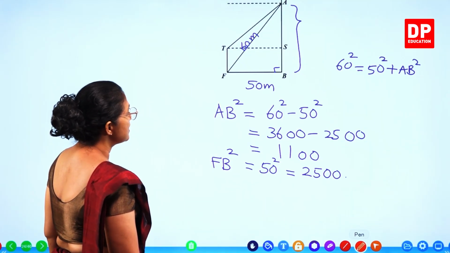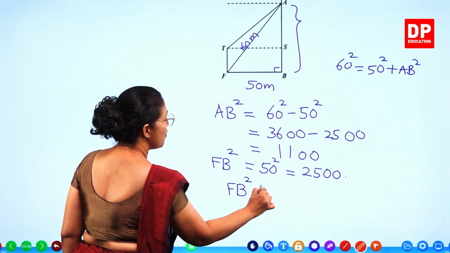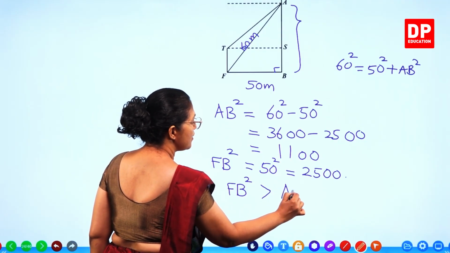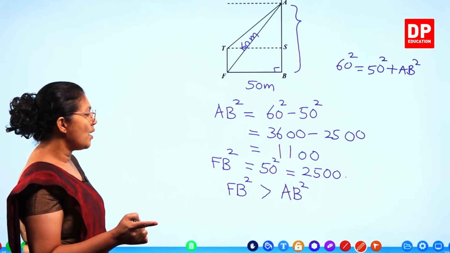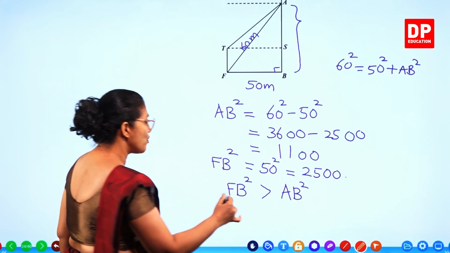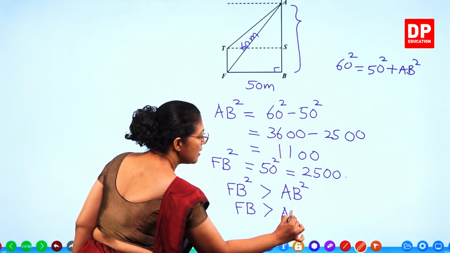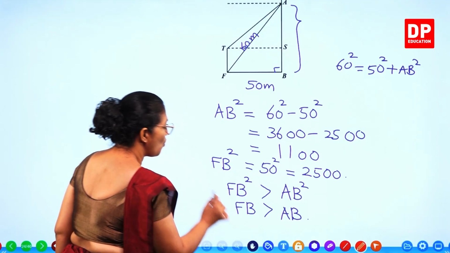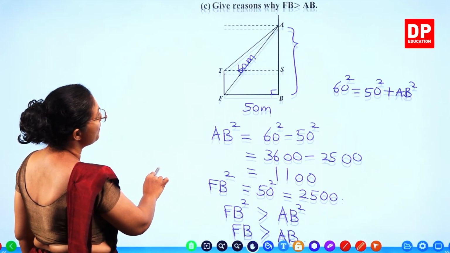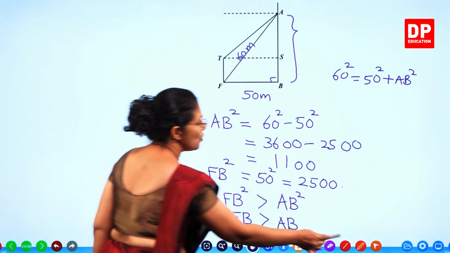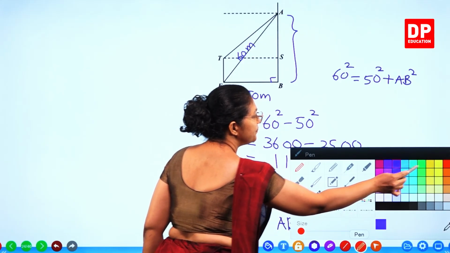We can see that FB squared is greater than AB squared, because 2500 is bigger than 1100. Now when you take the square root, we get FB is greater than AB. That's what we need to find. FB is greater than AB. So using Pythagoras theorem, easily you can find the answer.